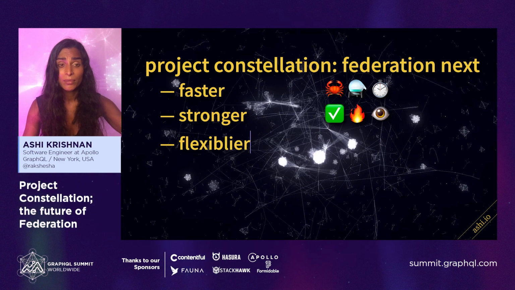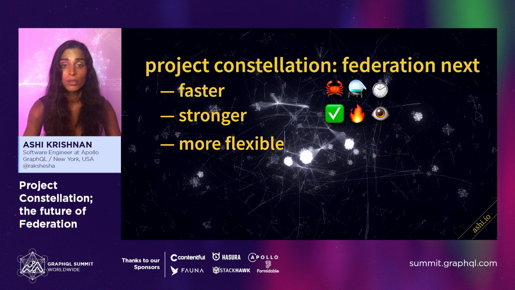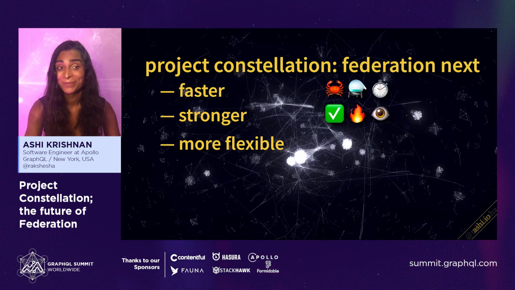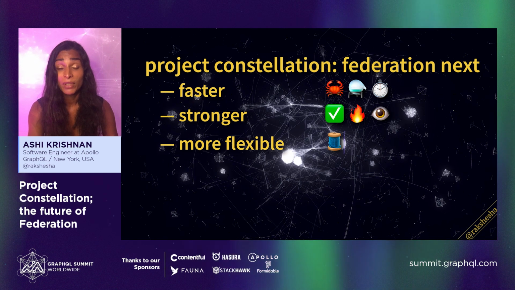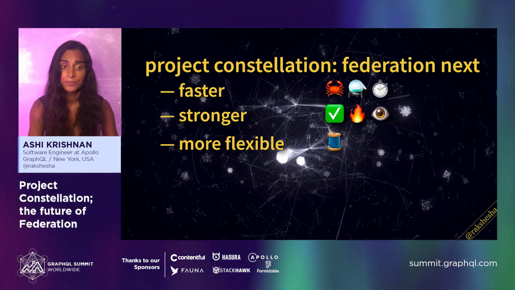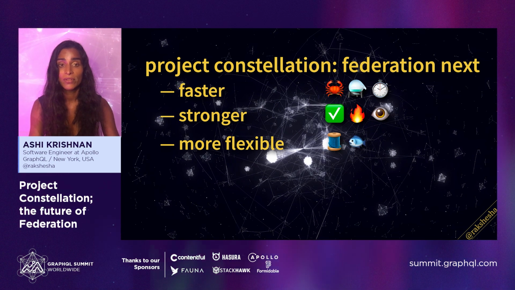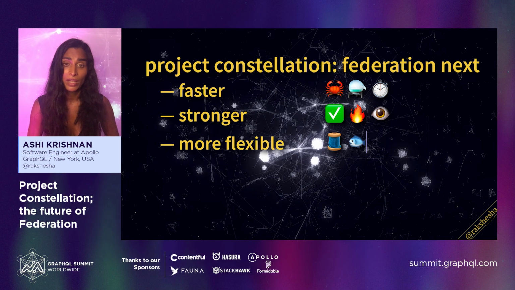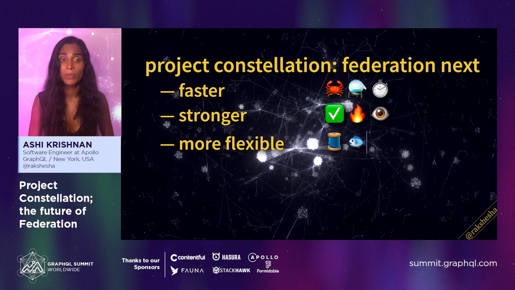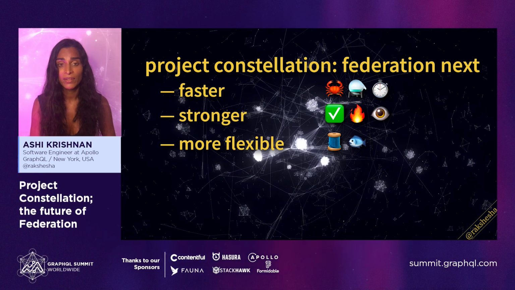And that's important because we're also making federation more flexible. For starters, we want to bring back a lot of the customizability of schema stitching. Also, everything in Constellation is being built to stream. We are taking this opportunity while we're rewriting the query planner and ultimately the gateway to build all of these systems with subscriptions, live, and deferred queries in mind.